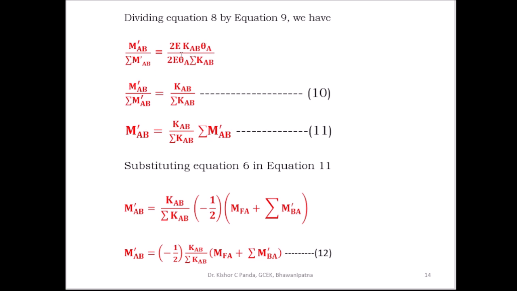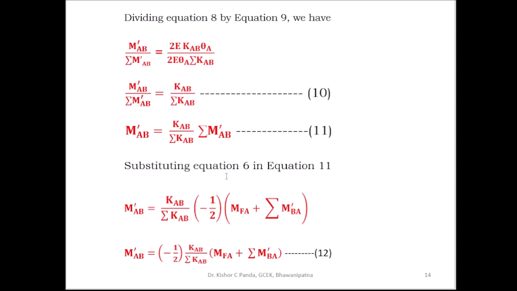After cancelling 2E theta A, you have m dash AB divided by summation of m dash AB is equal to KB by summation of KB. Then from this relation, m dash AB is equal to KB divided by summation of KB into summation of m dash AB. So this is expression 11.